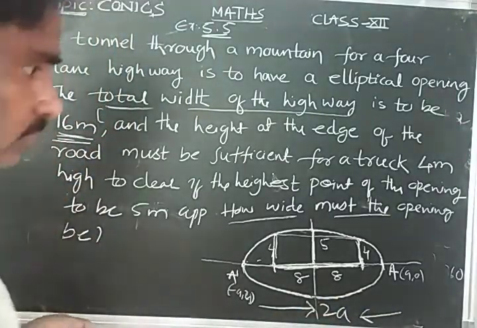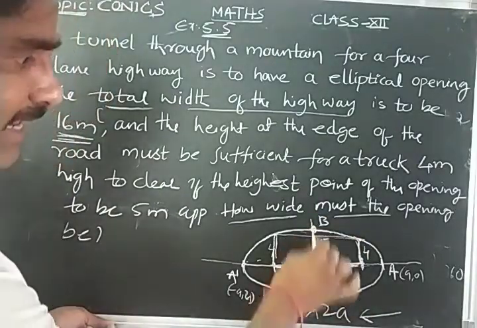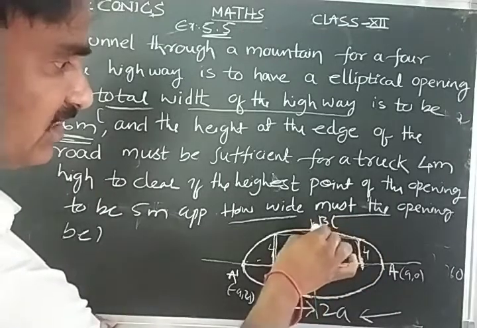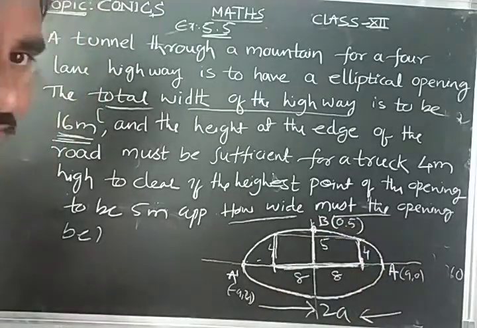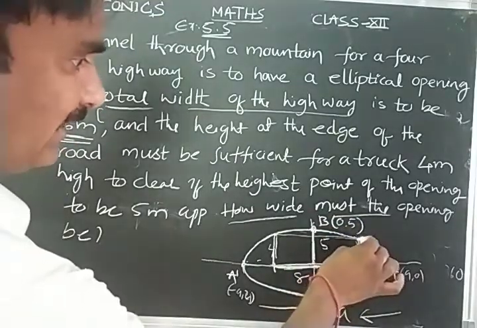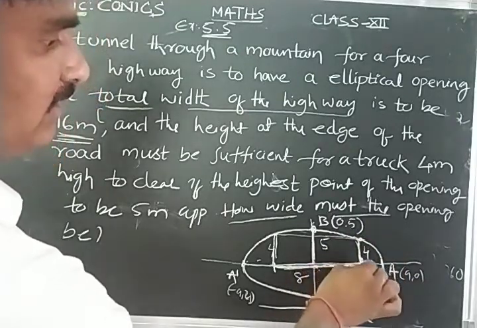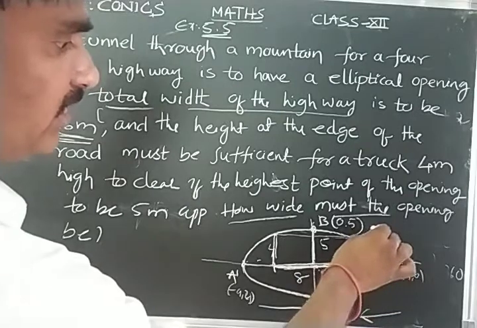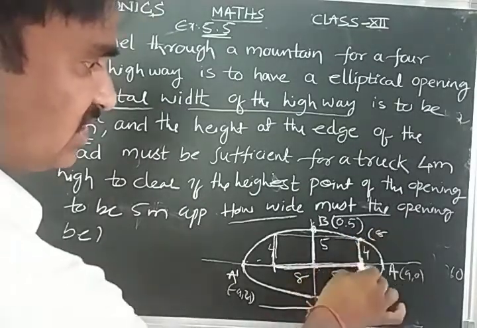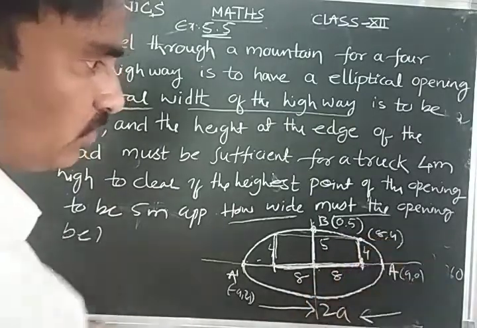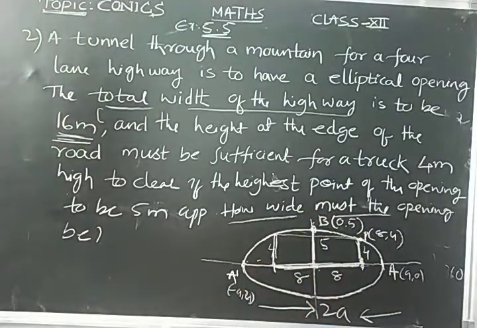Here, suppose this is the endpoint of the minor axis. What is the point? It is lying on the y-axis, so 0, 5. If I take a point at the edge, at a distance of 8 meters from the center, what are the coordinates? The x coordinate is 8 and the height is 4, so 8, 4. So I have one point on the ellipse also. Now this is the diagram according to the question.